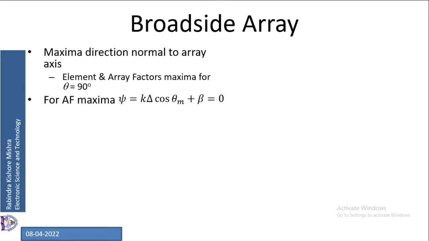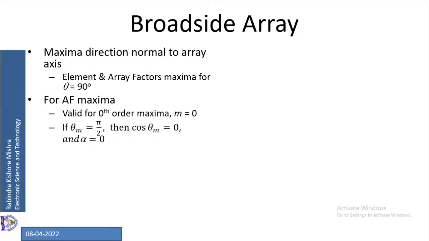For array maxima, psi is equal to k delta cos theta m plus beta, that is equal to 0. Psi has to be equal to 0. If psi is equal to 0, then we will get the maxima. This is valid for the 0th order maxima or the principal maxima, small m equal to 0.